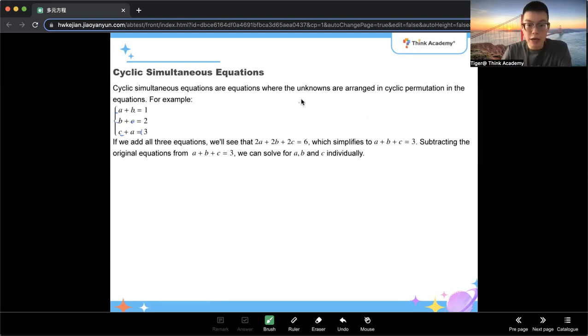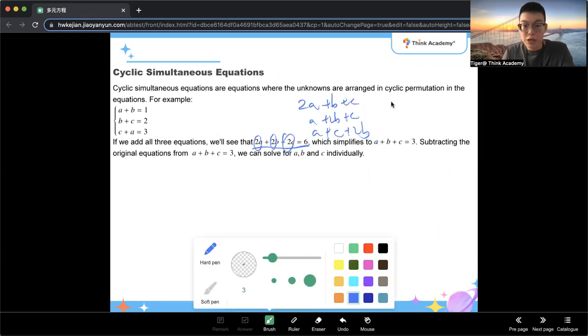Or probably you can also have, for example, something like 2A adding B adding C, A adding 2B adding C, A adding C adding 2B. So basically they're in kind of like a rotation. When the coefficients are in a rotation, you can say that it's a cyclic simultaneous equation. And for these kinds of equations, the easiest way to solve it is always going to be combining all of them to find out the value that is represented by the same coefficients of all the unknowns, such that you can simplify it.